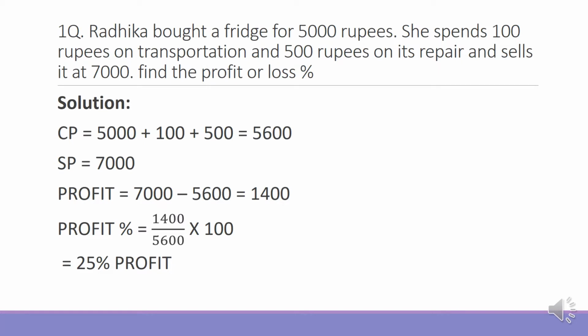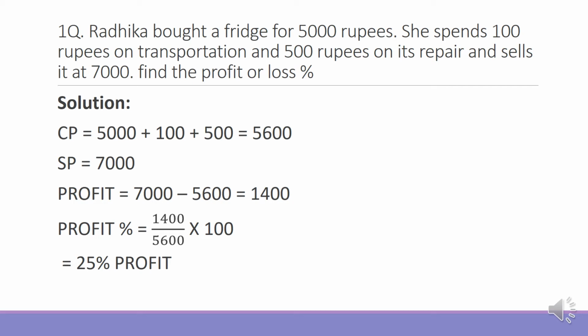Okay, let's start with this question. Radhika bought a fridge for 5000 rupees. She spends 100 rupees on transportation and 500 rupees on its repair and sells it at 7000. Find the profit or loss percentage.